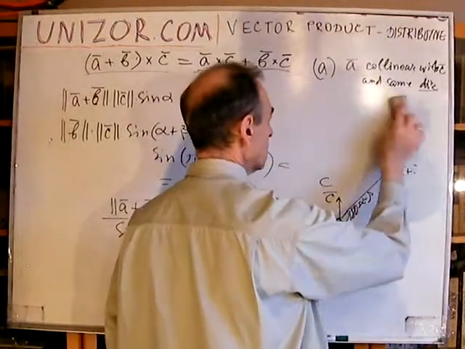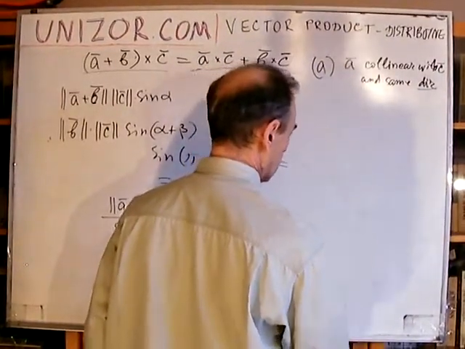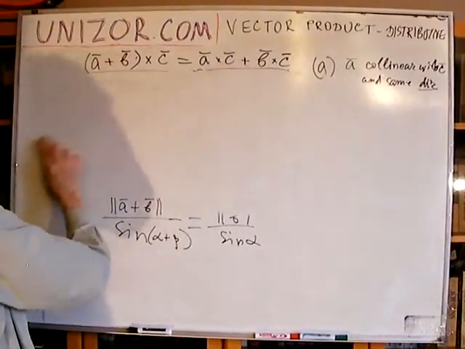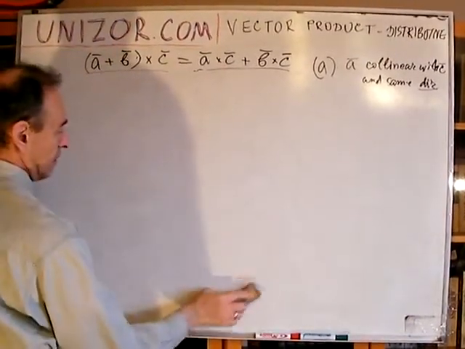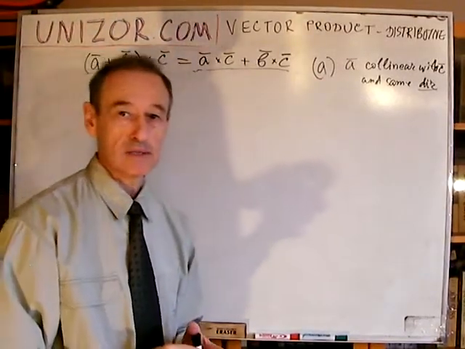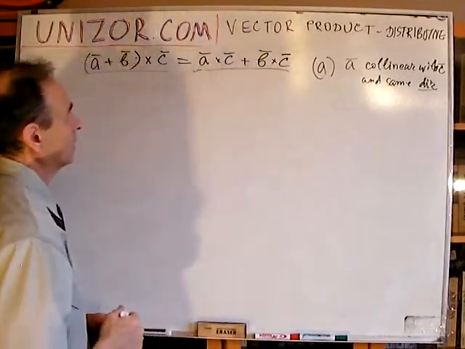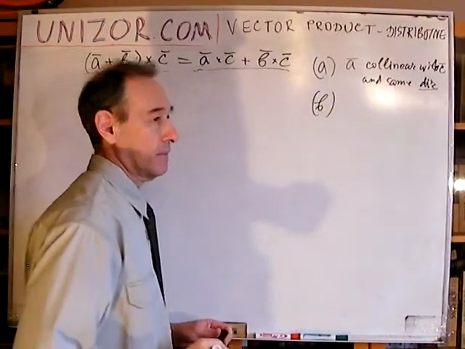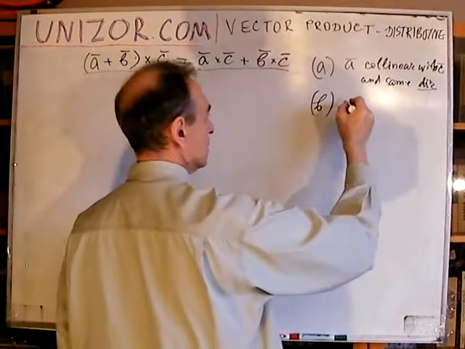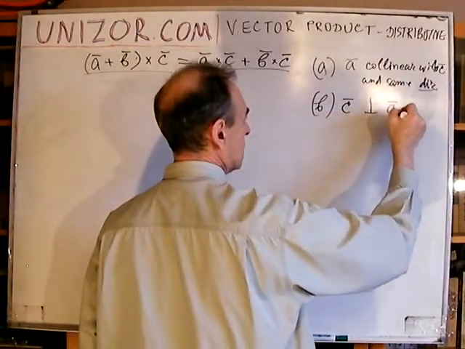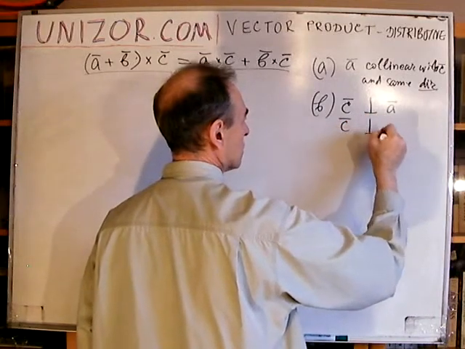It was a very easy and very special case, when A and C are going along the same axis. Now, let's consider case B. Case B would be C is perpendicular to A and perpendicular to B.